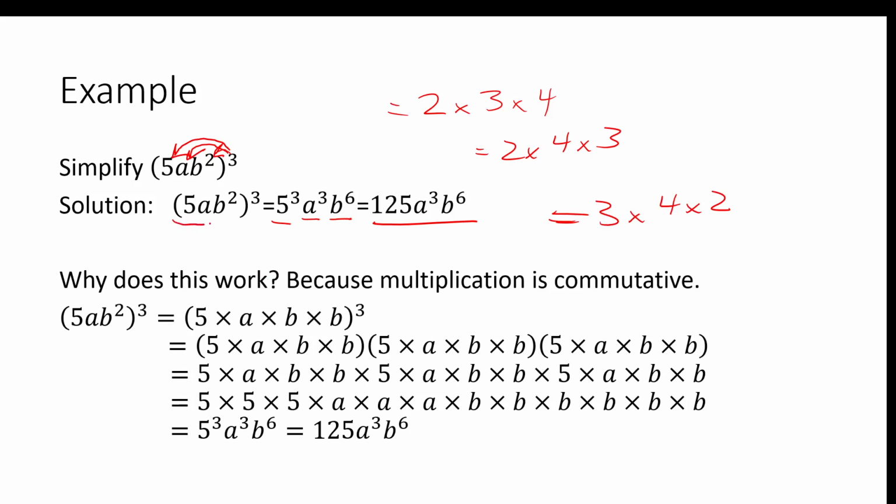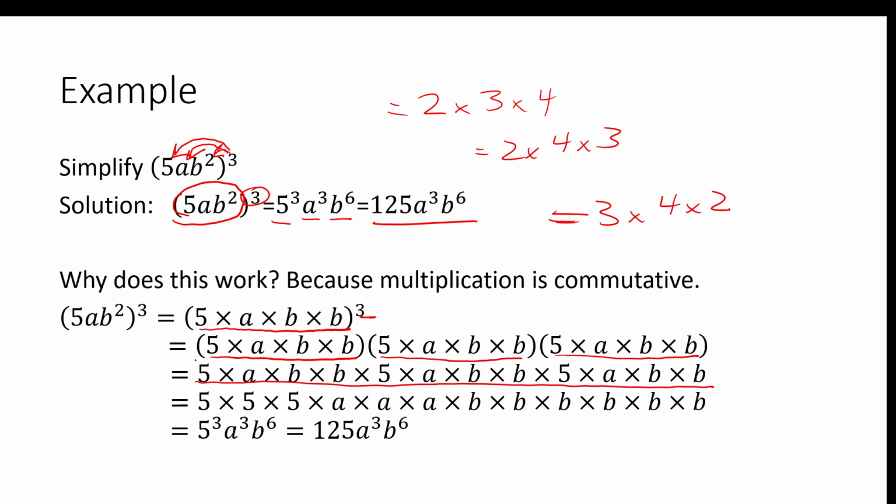So if I'm given 5ab squared, quantity to the 3, then what I'm really being given is 5 times a times b quantity to the 3, which is the same as 5 times a times b times 5 times a times b times 5 times a times b. Now, since it doesn't matter what order we multiply these things in, the next step I just show us the exact same order but getting rid of the brackets.